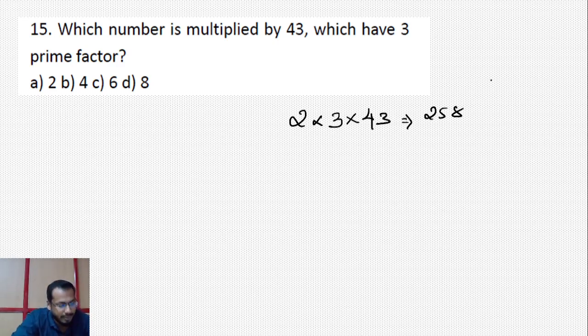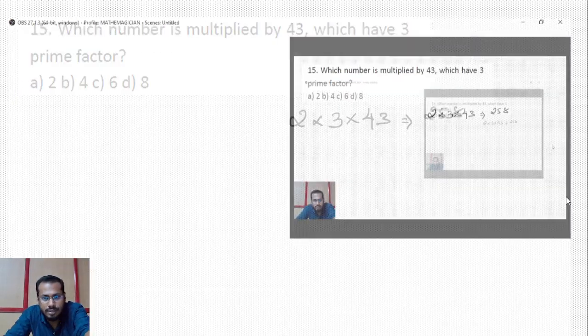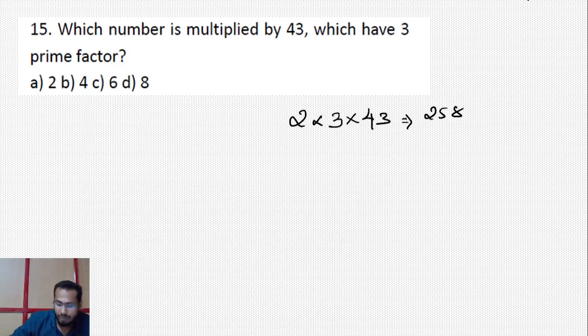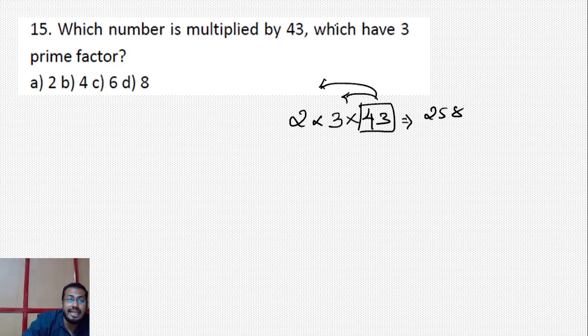Which number is multiplied for this? Wait. For this question, they need 3 prime factors. So 43 is one number. We need to understand the concept of prime number and composite number. A prime number is divisible only by 1 and itself. That is called a prime number, right? So now multiplied by 43, I need to multiply two numbers.